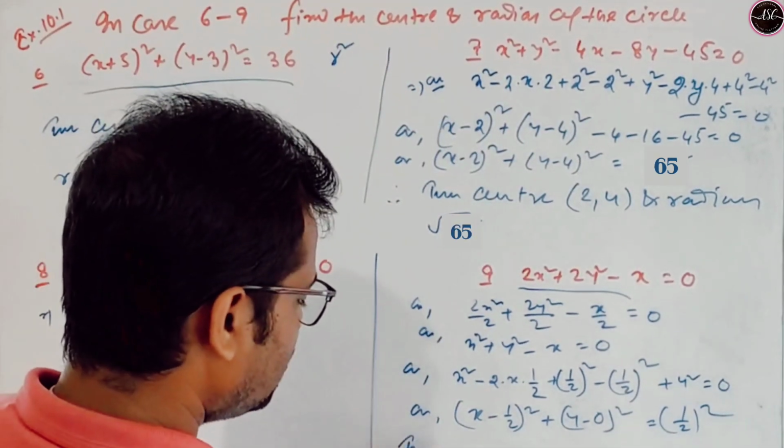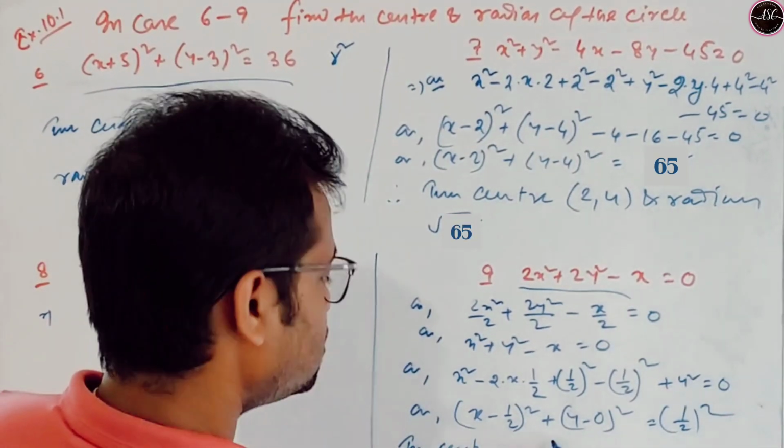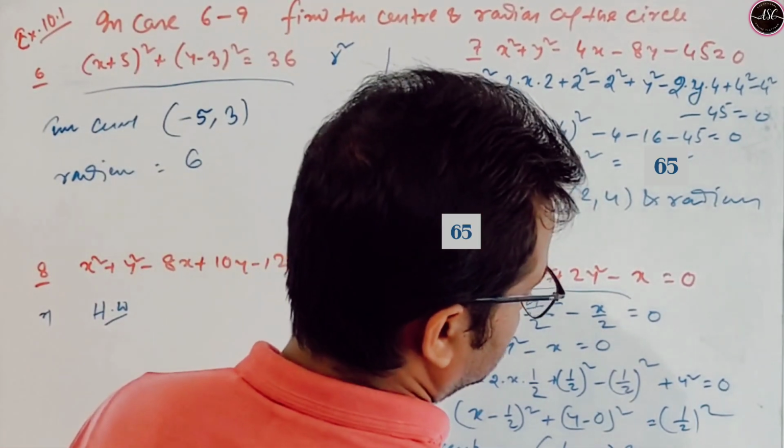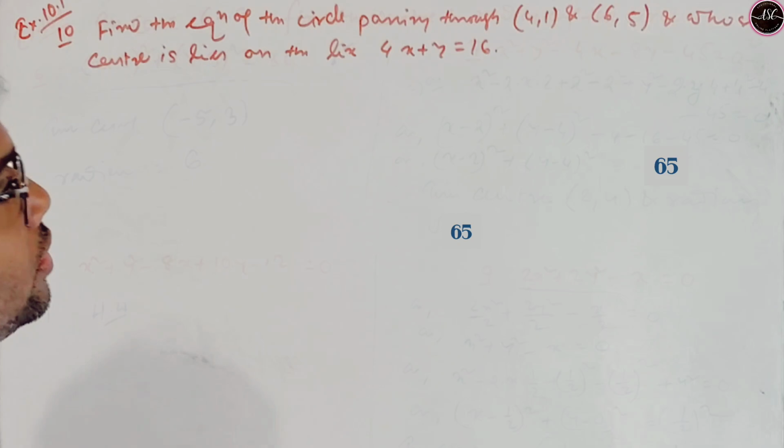Okay, so the center will be (1/2, 0) and radius 1/2. Okay, clear? Just look at this question.